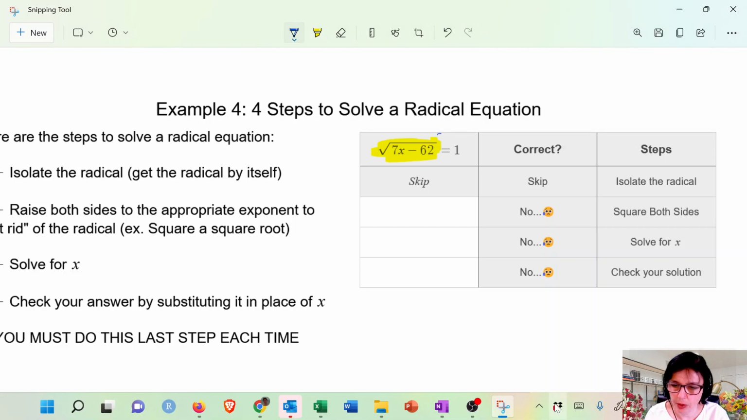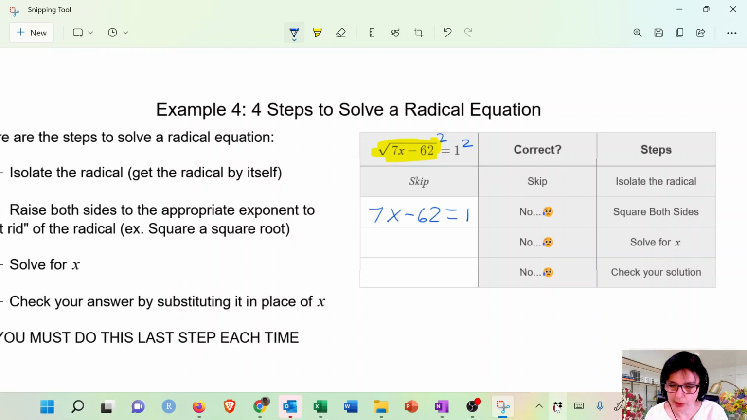So we're going to square this side and also square the other side. So what's it going to do? It's just going to cancel that radical. So you're going to wind up with 7x minus 62 on the left-hand side. On the right-hand side, that will be 1 squared, which in this case is just 1. Because 1 squared is 1, that's it.